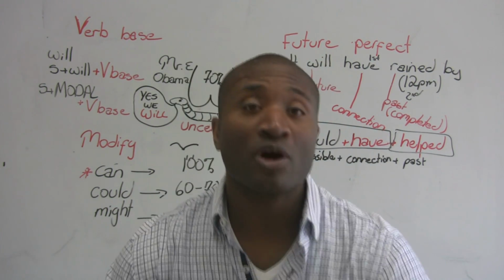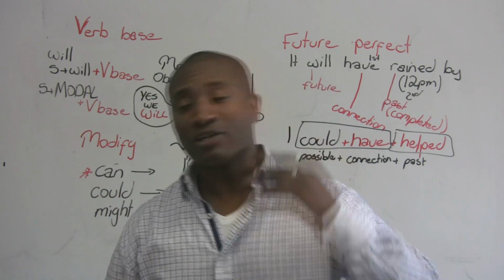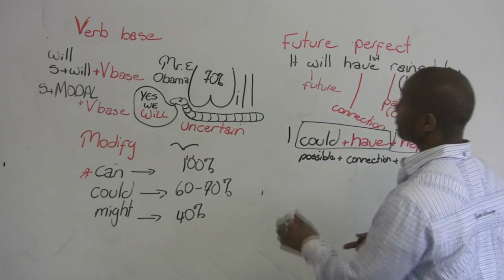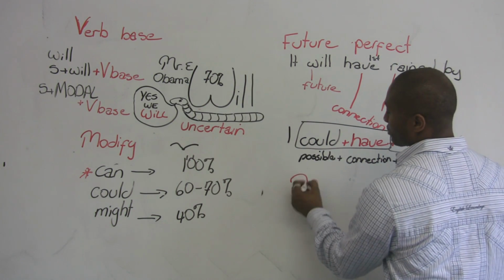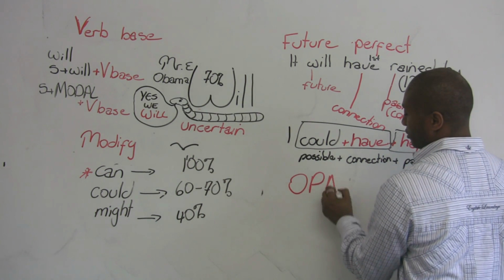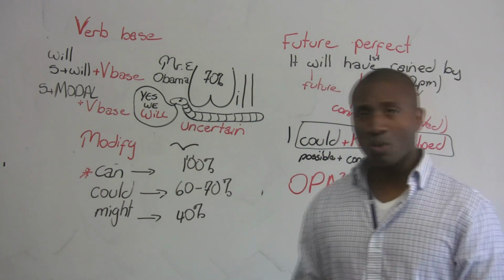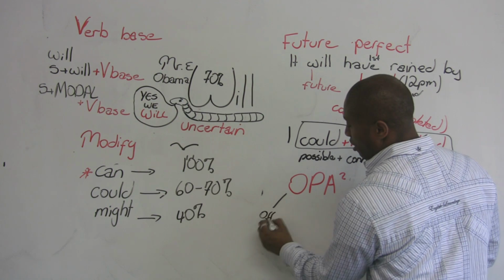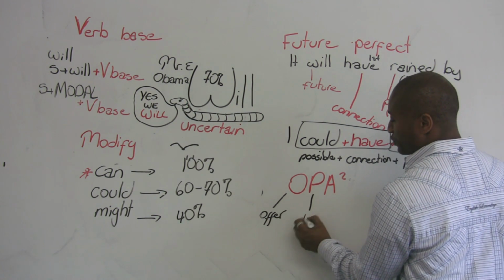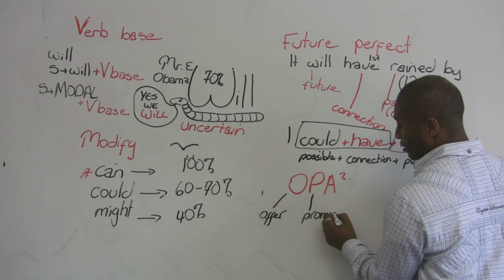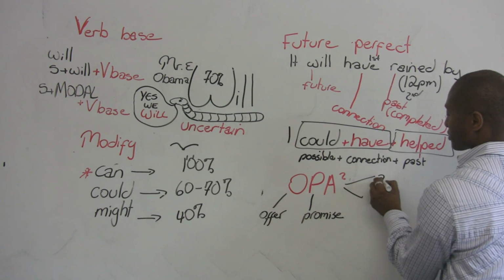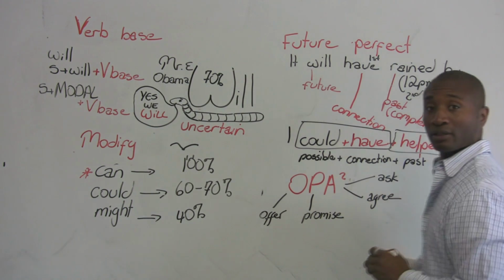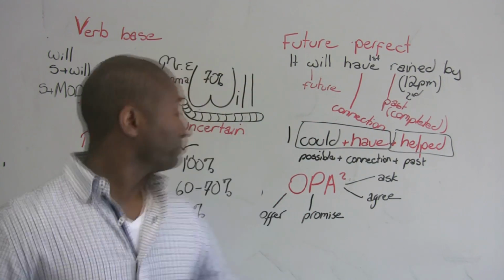The last thing is this. Modals are called modals because they're modified. They change their meaning depending on context. And I want to show you how will does that. Okay? So, here what we had, if you notice, was OPA. And you might have said, what the heck is OPA? Well, with will, we can use will to offer something. We can use will to promise something. And we can use will to ask for something and agree to something. OPA.